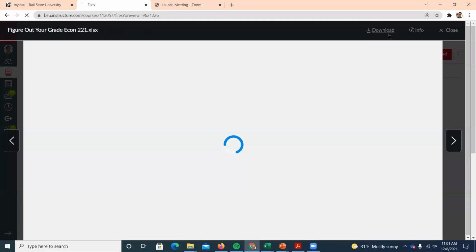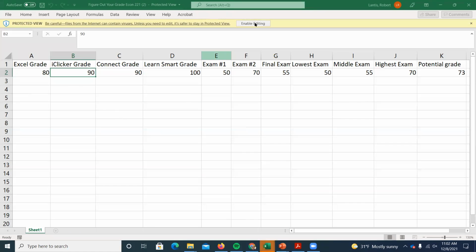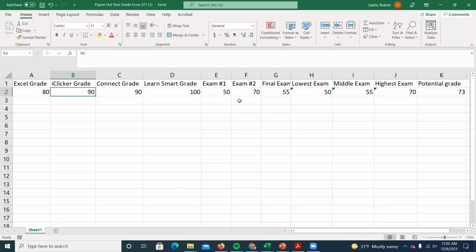So if you click on this and download it, it's trying to open. There we go. So I have a hypothetical person in here, but basically you can play around with it, enter in what your Excel category grade was, your iClicker grade with the lowest drop, your Connect grade, etc. Enter in your first 2 exam scores, and then you can play around with it. Okay, this person, if I get a 45 on the final, well, I'm still ending up with a C. If I get a 40, still, I could do really badly and still end up with a C in the class.